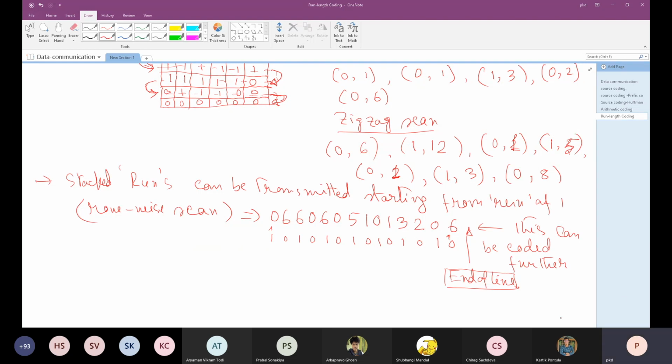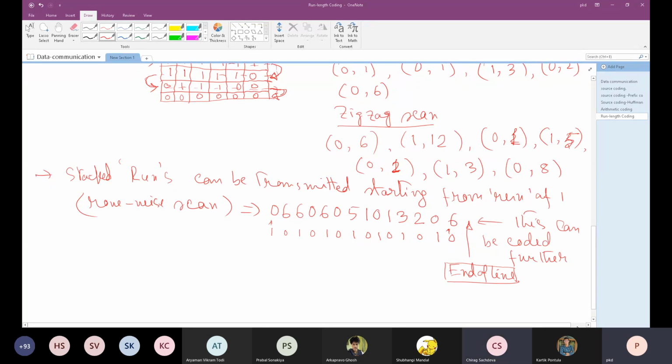As we can see, zigzag scan is more efficient than row-wise or column-wise scan. Sir, the zigzag scan will only stop when a different bit is encountered, whereas the row scan will stop even at the end of a row. Is that correct? Yes.